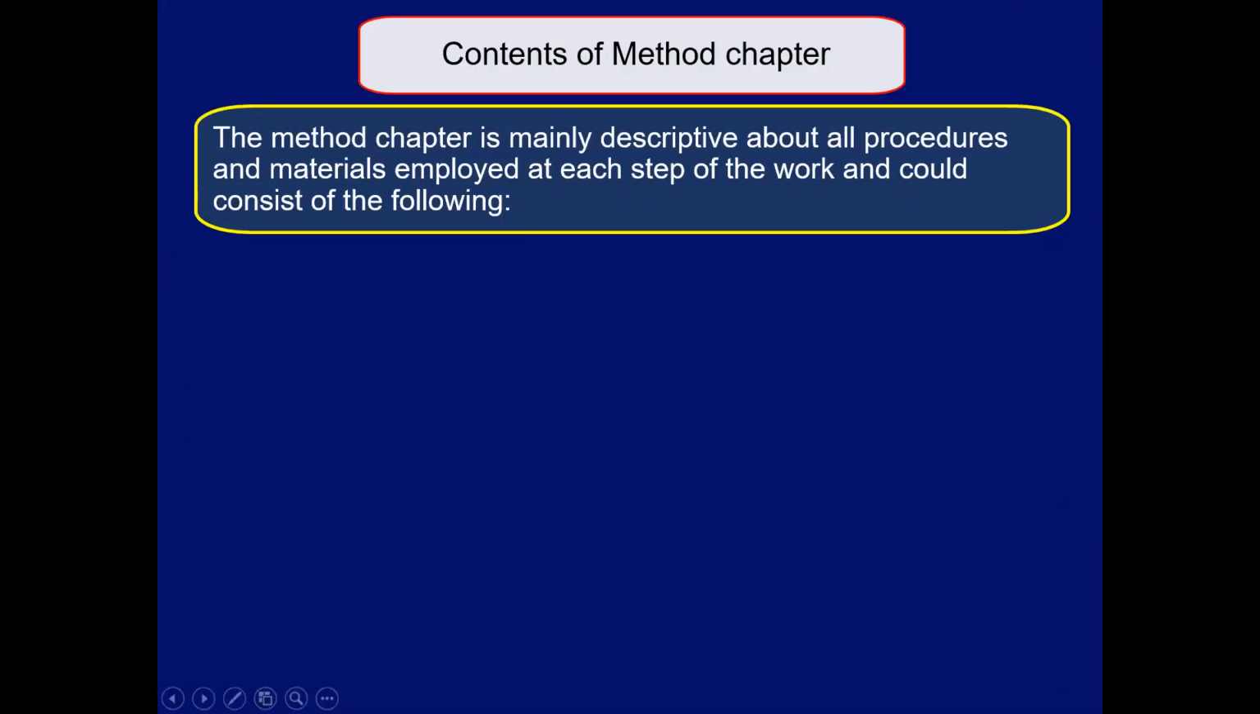Regarding the contents, the method chapter is mainly descriptive. When we say descriptive, it means the description of everything you did while working in your research regarding the methodology, about all procedures, and maybe the materials employed at each step of the work, and it could consist of the following.